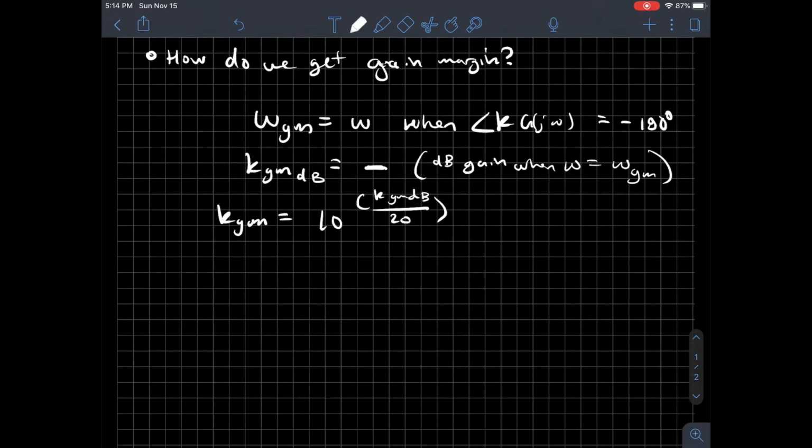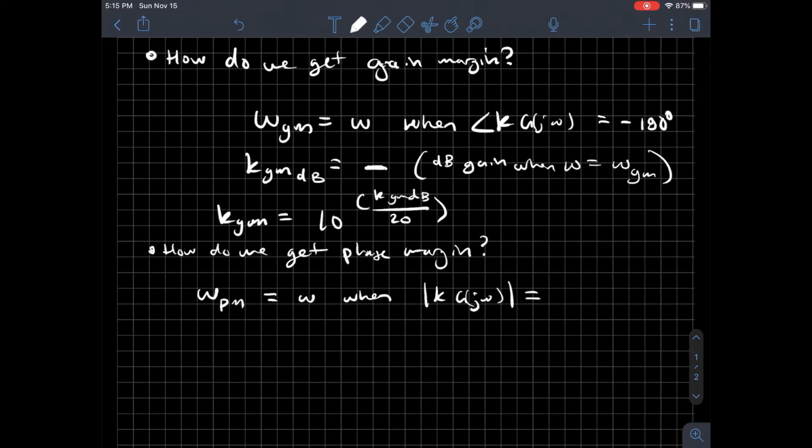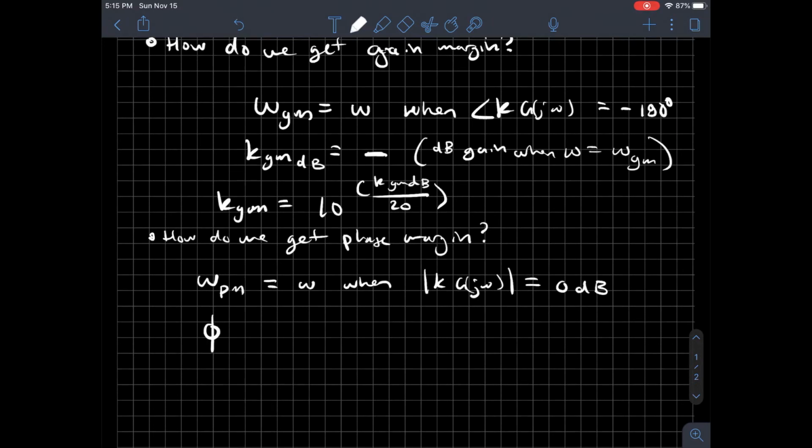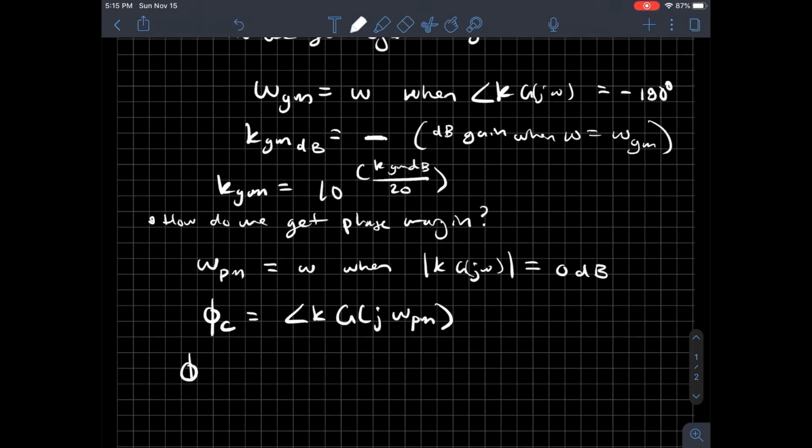The next question to ask is, how do we get phase margin? The first thing we look for is omega PM. Omega PM is equal to omega when the magnitude of my system is equal to 0 dB. Then I can find phi sub c. Phi sub c is the angle of my system evaluated at omega PM. And then the phase margin is 180 degrees plus phi c.